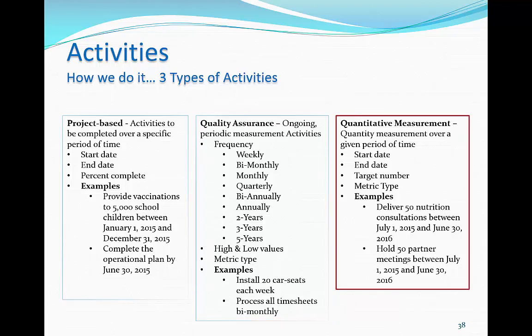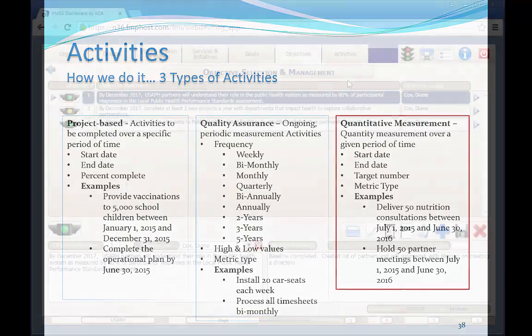Quantitative measurement or QM activities were the last type implemented. These activities are very similar to project-based activities with the addition of a target number field. They have a start date, an end date, a target number, and a metric type. An example of a quantitative measurement activity could be to deliver 50 nutrition consultations between July 1st, 2015 and June 30th, 2016. In this case, the target number would be 50 and the metric type would be nutrition consultations. With the target number defined, the percent complete for QM activities can be automatically calculated.